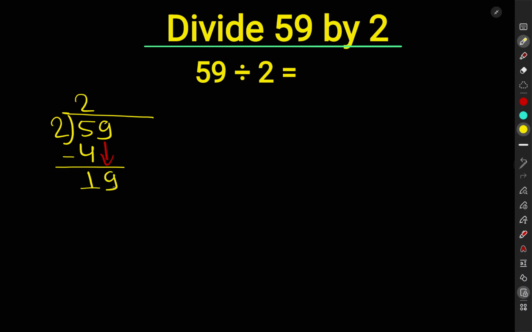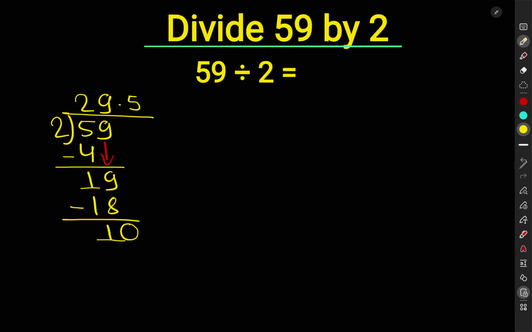So it becomes 19. So 2 times 9 means 18. On subtracting we get 1. So again this 1 is less than 2 and there is no other number beside. So we put here a decimal and we take here 0. So now it becomes 10.